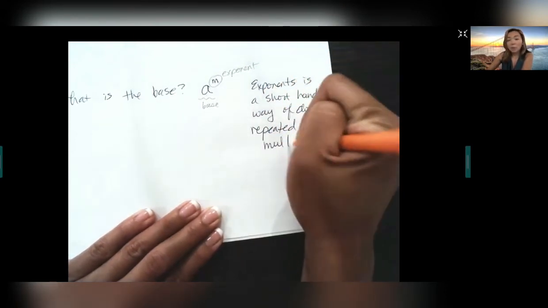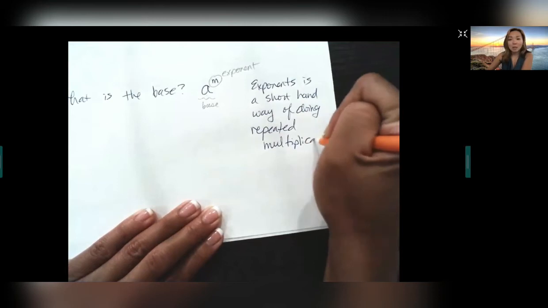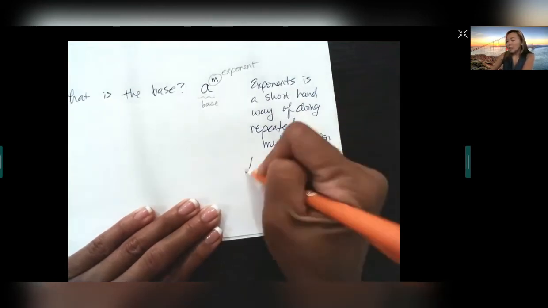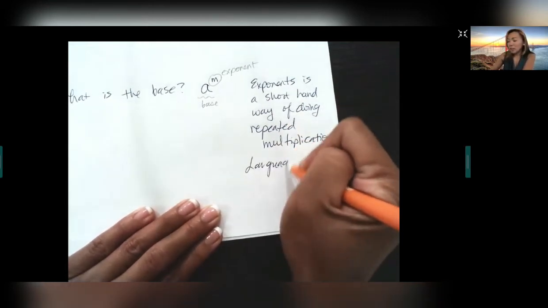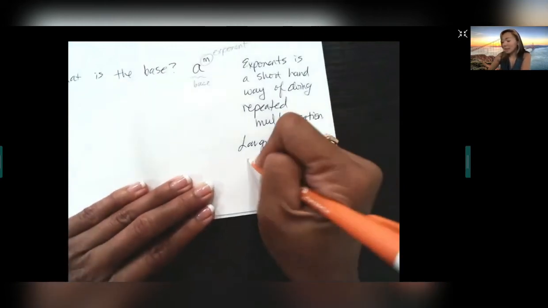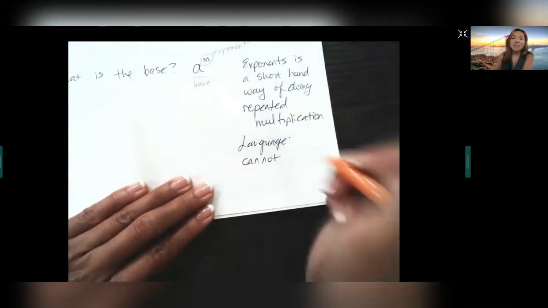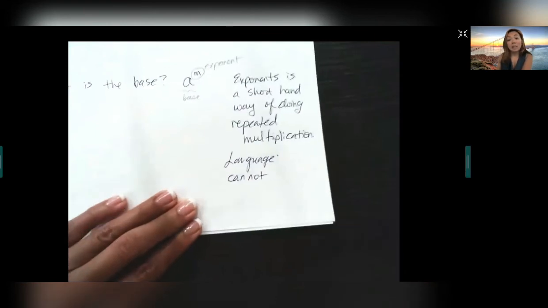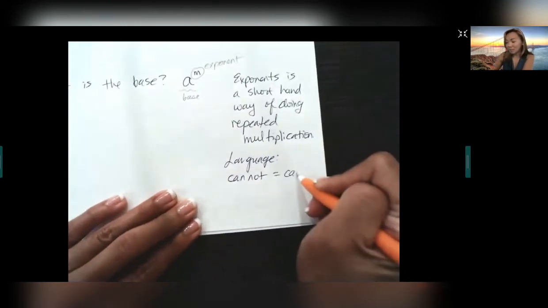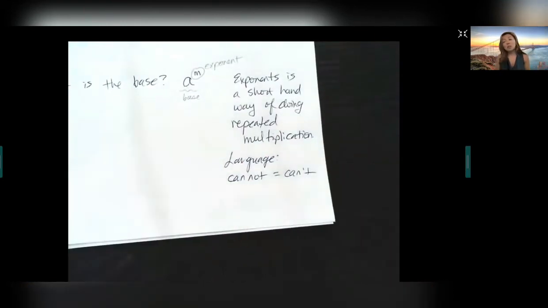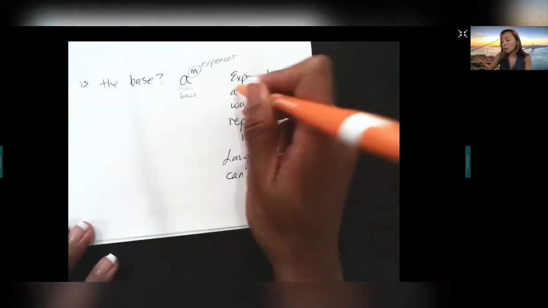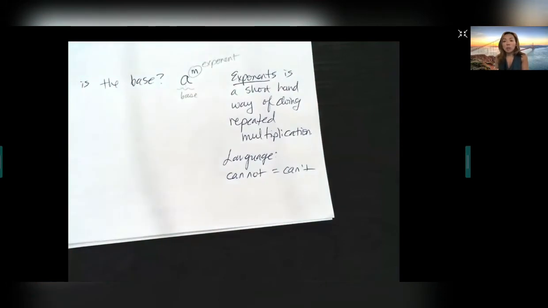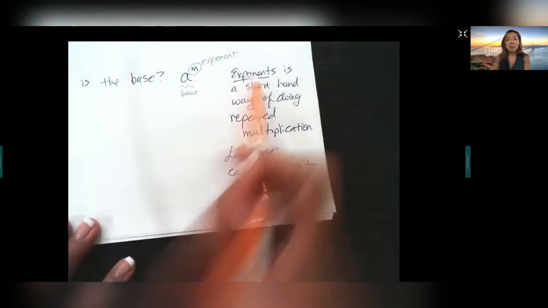I mentioned before that math is like a language. So if you think of the English word, like say cannot, if you want to make it short, you could say can't, right? So in the English language, we can shorten words just to make it convenient. Same thing with mathematics. So you can shorten repeated multiplication by making it exponents.